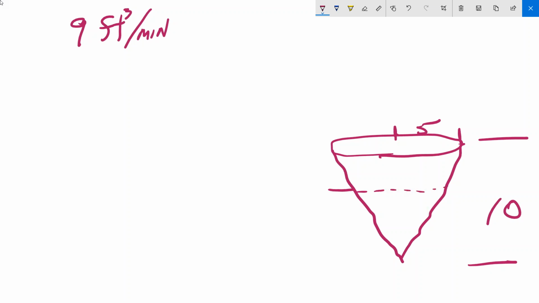Rising or sinking? Well, water is being added in this case. Oh, okay. So, all right. So first of all, let's identify what this 9 cubic feet per minute is. It might be easier to identify the equation that models this first. Okay. What is the equation of a cone? And we're interested in volume. In other words, that's a dV dt that they've given us.